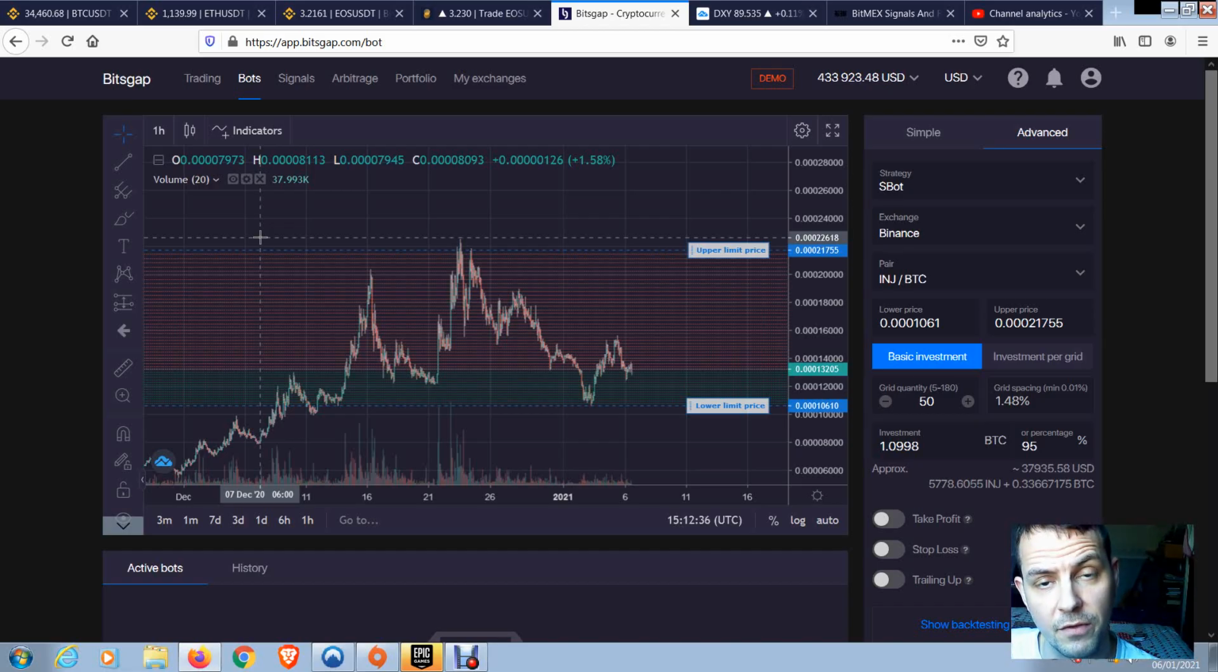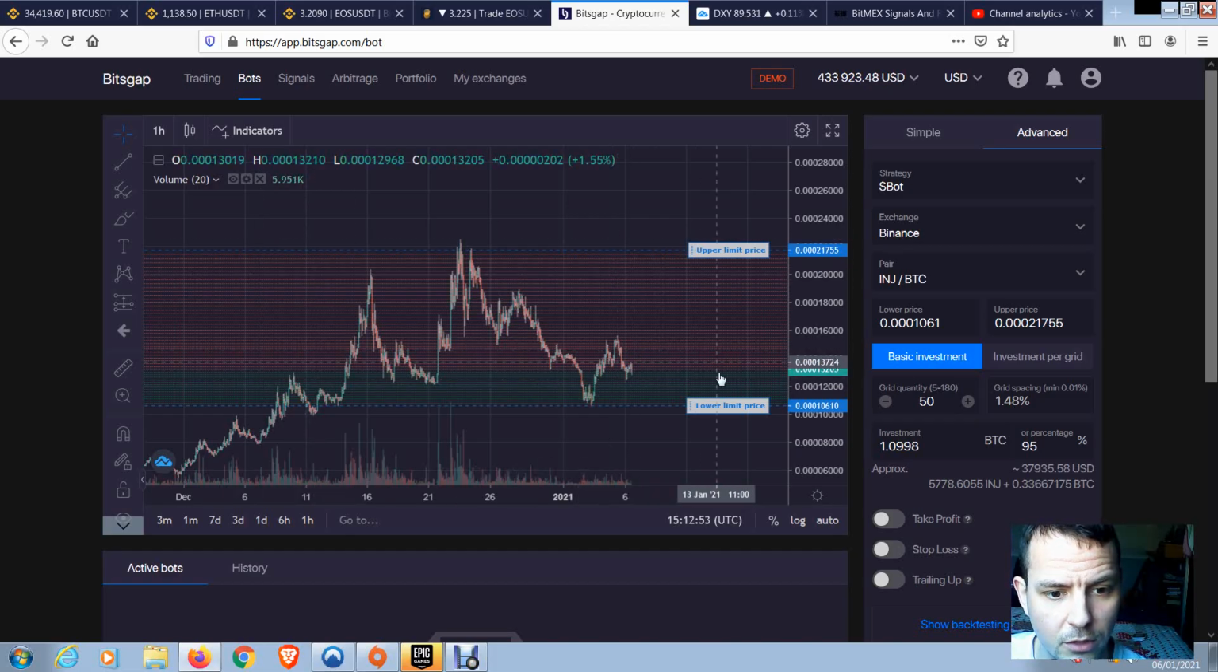So if your investment is not going to be used by the bot, then it's essentially a hodl. You want this bot to trade this range. You want the whole range to be traded. You don't want a little bit of it to be traded. Otherwise, you wouldn't need to put down 10,000. You'd put down 50,000 or 25,000.